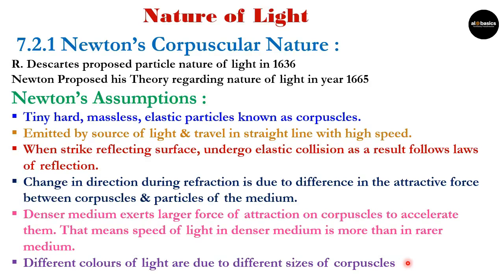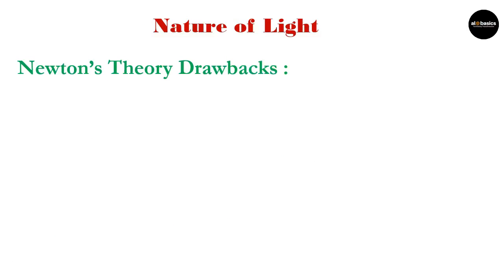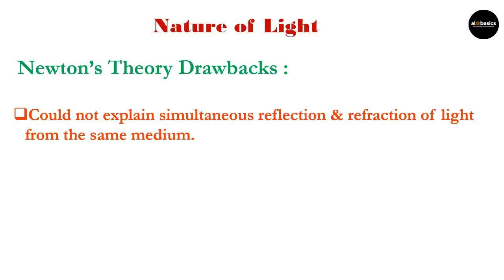He said that for simultaneous reflection and refraction, corpuscles behave as per their mood, which was not justified. That means Newton's theory has certain drawbacks. First one is, it could not explain simultaneous reflection and refraction of light from the same medium.